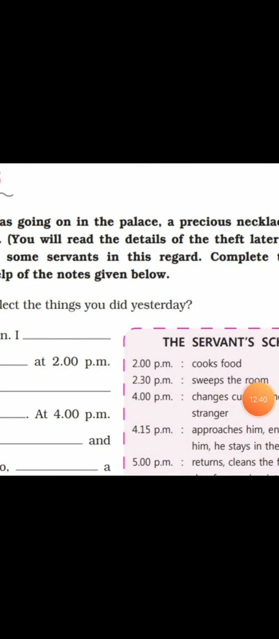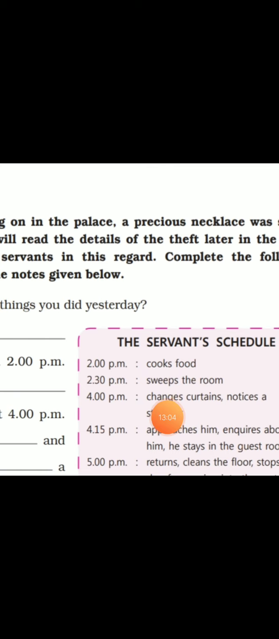Then at 2:30 p.m. I swept the room. So what is the second form of sweep? Swept. As I have told you that the servant is talking about yesterday, so you have to use the second form of verb everywhere. At 4 p.m. I changed curtains. Changes is the first form of verb, but we have to use second form. So we will write here changed.